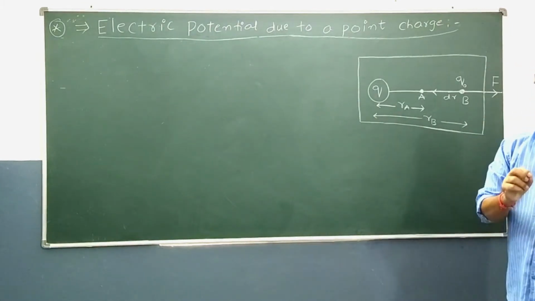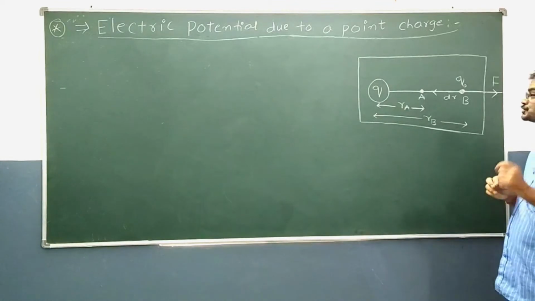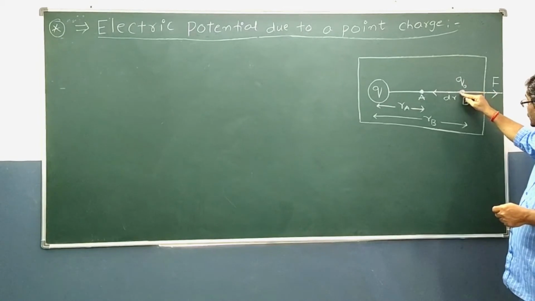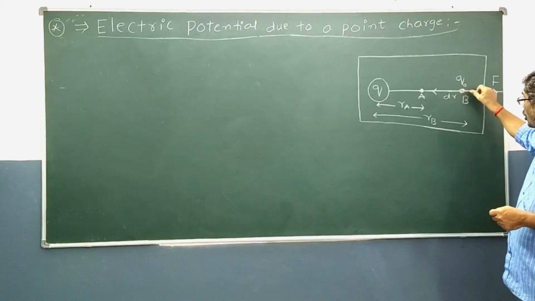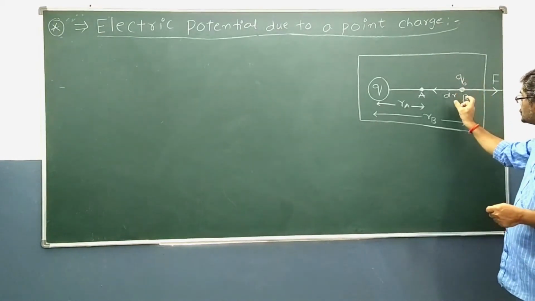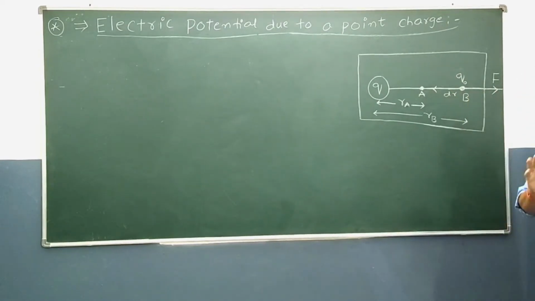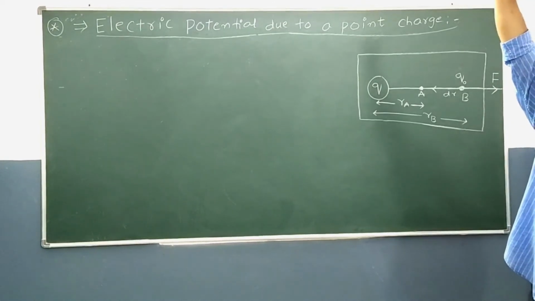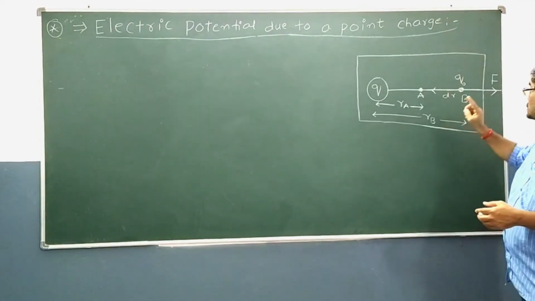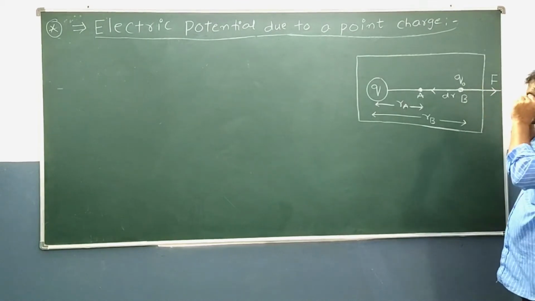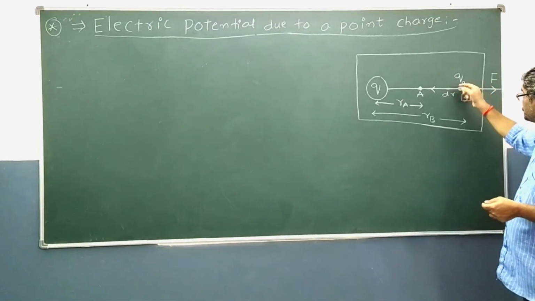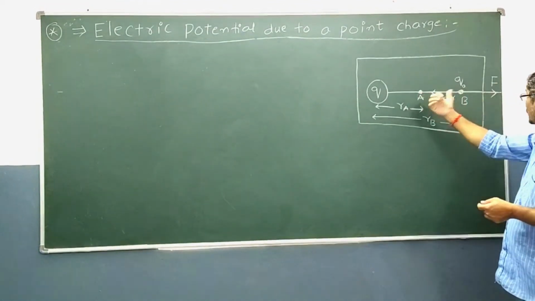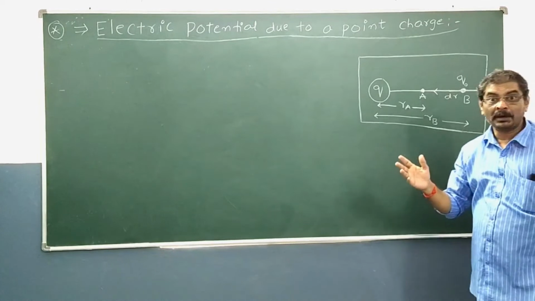So now what we do? Let us say that test charge Q naught will be displaced by a small amount dr, through a small displacement dr, against the repulsive force.